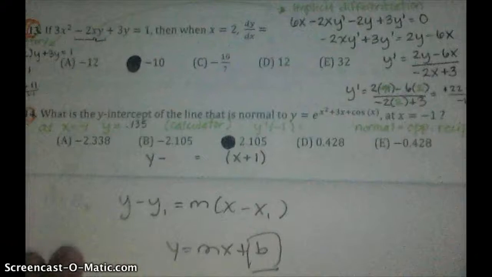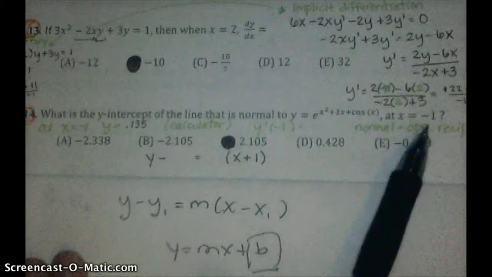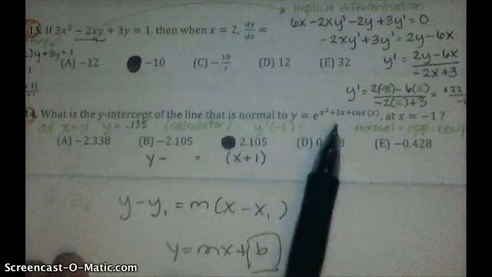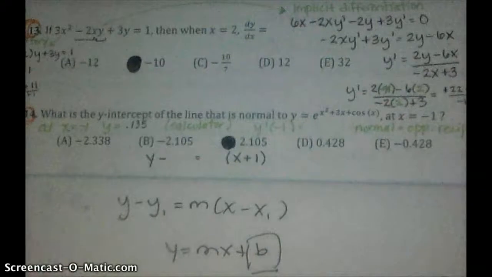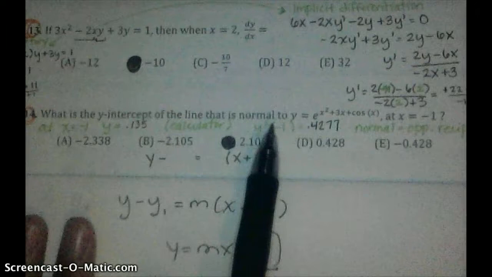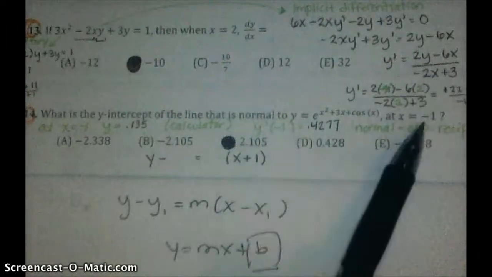Now, using the calculator strategically, the first thing we can do is find the slope of a tangent line at x equals negative 1 just by taking the derivative. Put this into y1 and use your calculate feature to get the derivative. When we did that, we got 0.4277 as the tangent line slope. In other words, the derivative at this point.